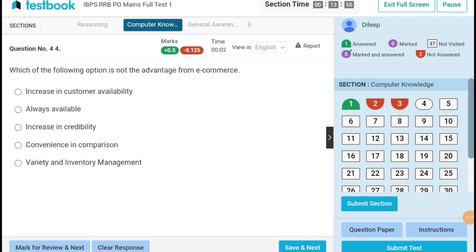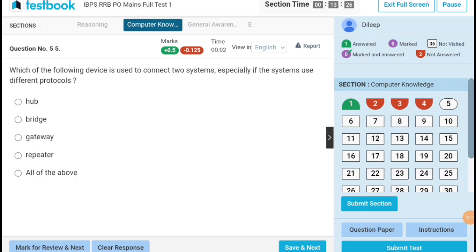Which of the following options is not an advantage of e-commerce? Increase in credibility.